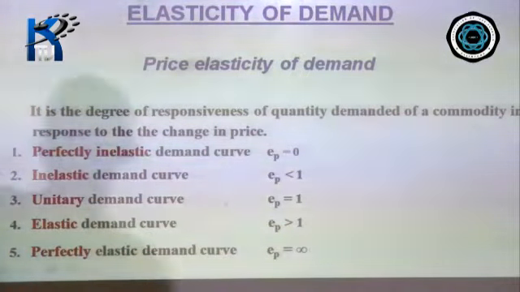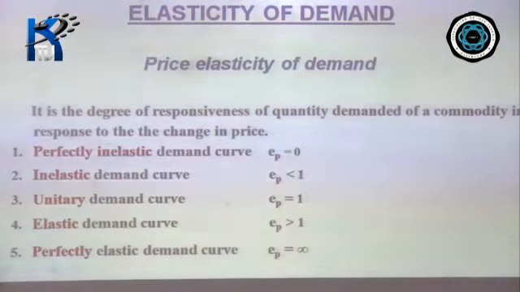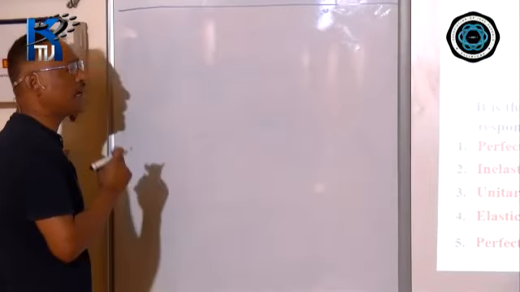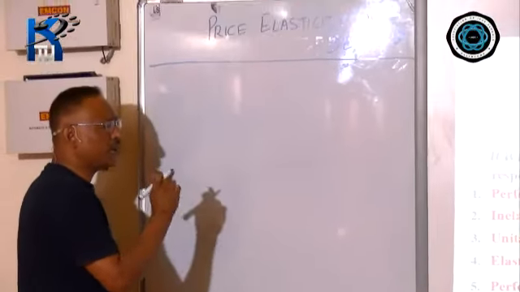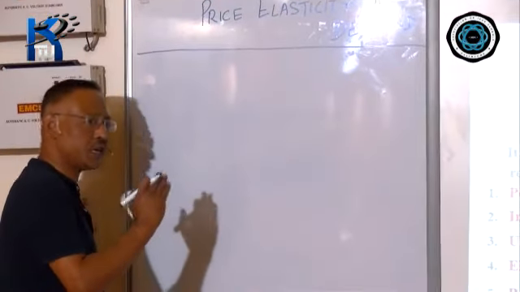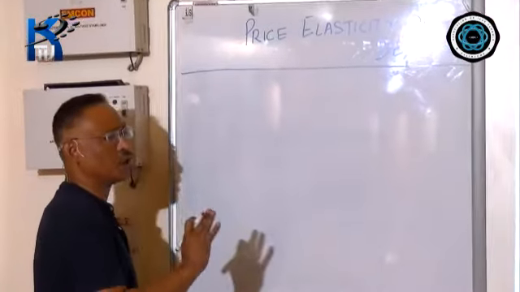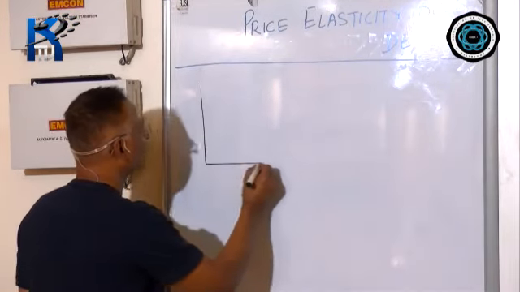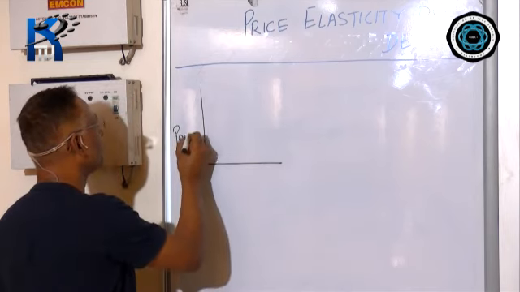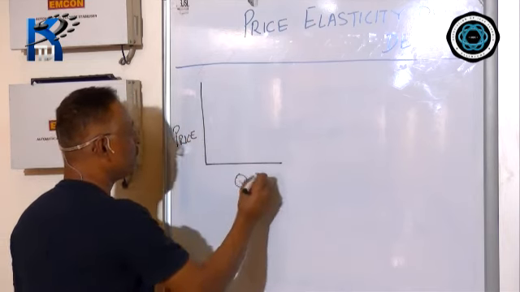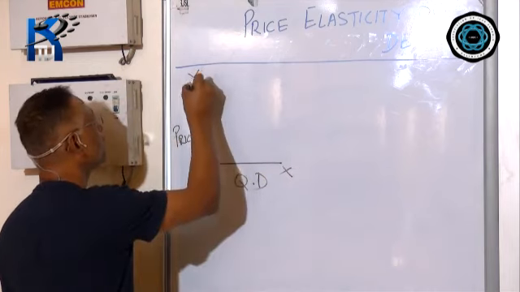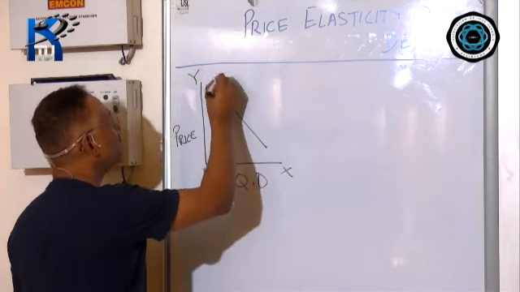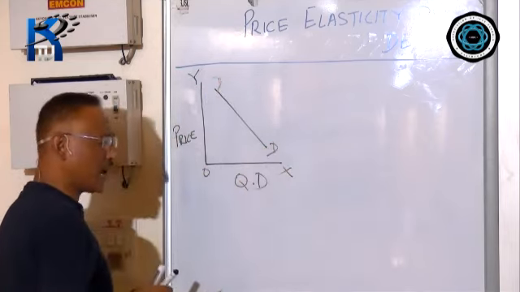Now I want you to watch the whiteboard and I'm going to explain here. The first one is called perfectly inelastic demand curve. Perfectly inelastic means even if the price changes, there is no change in the quantity demanded. Let's have a look at a graph. This is your price, and this is your quantity demanded, as usual, y-axis and x-axis. This is your demand curve. Normally, it is downward sloping towards the right.